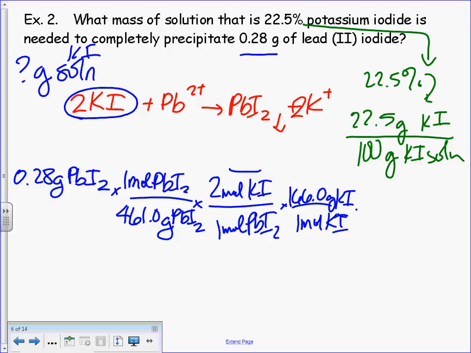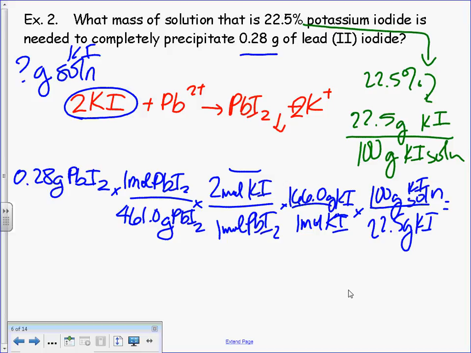So far so good. And my last step is to take our grams of KI pure and make them cancel, leaving on top the grams of solution. So I'm taking this percent that we previously saw and flipping it. So 100 grams of KI solution is on top and 22.5 grams of KI. So it's just a little different due to the fact that we do have percents that can be used as conversion factors.